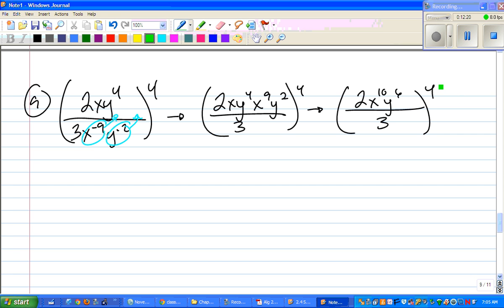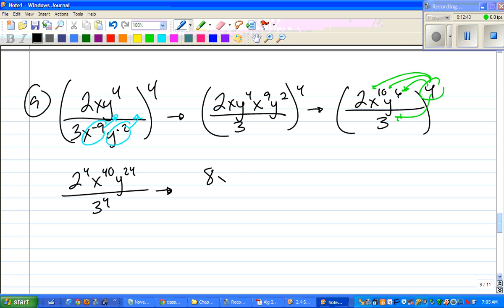Okay. Go ahead and distribute that. So it's 2 to the 4th, x to the 40th. That's supposed to be y. y to the 24th, all over 3 to the 4th. 8x to the 40th, y to the 24th, and 3 to the 4th is 81.